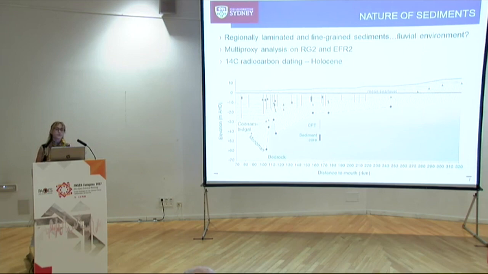We chose two cores to do a multi-proxy analysis for paleoflood assessment, River Glen and East Front Road, and some radiocarbon dating we undertook confirmed that they were Holocene in age. These are the two cores here. And the cores returned a basal age that was mid-Holocene in age, but we do know that we have laminations, and from the CPTs, we know that we have a laminated sequence continuing to depth below the mid-Holocene, so therefore extending into the early Holocene.